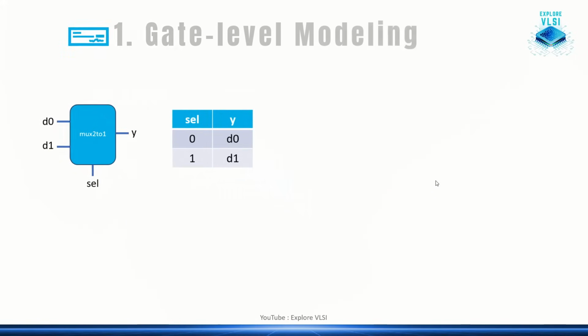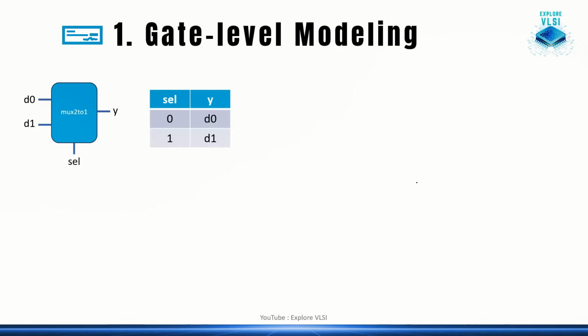Now let's design this using gate level modeling. In gate level modeling, as I said, we require the gate level structure first. To get a gate level structure, let us write the expression again. Y is equal to, we have a select line here. Since it is 0, we are getting D0. It is select bar into D0 plus select into D1. This is the expression we are going to get.